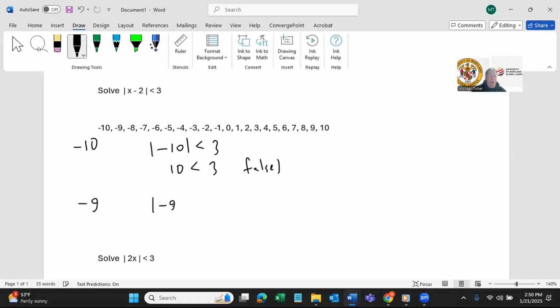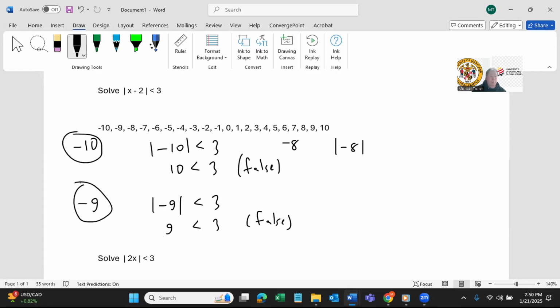The absolute value of negative 9, let's have this be less than 3. The absolute value of negative 9 is 9. And is 9 less than 3? Well, that's false too. So negative 9 is not going to work. How about negative 8? The absolute value of negative 8 is 8, less than 3. Well, that's false too. So it looks like it's going to be false for most of these numbers.